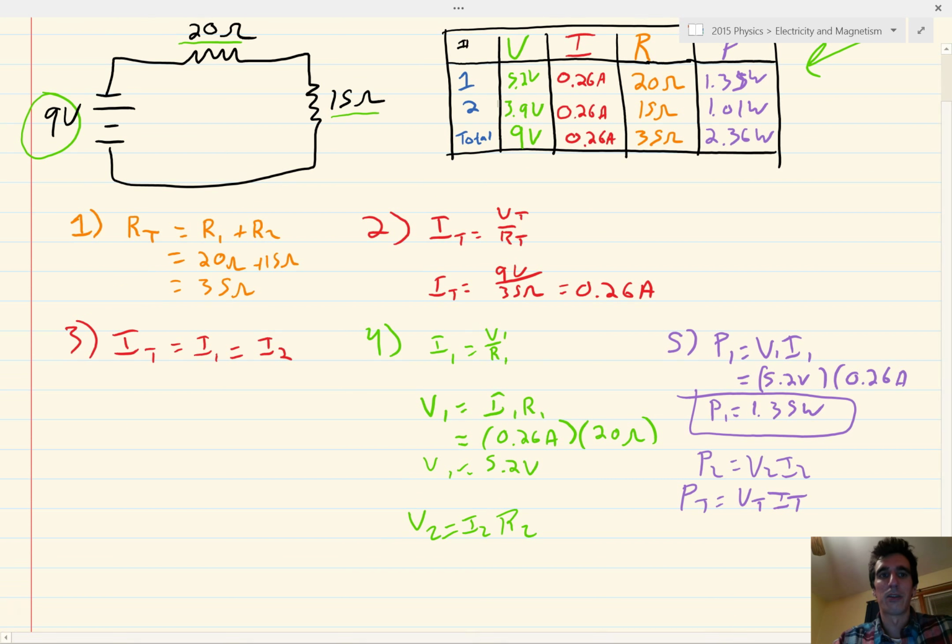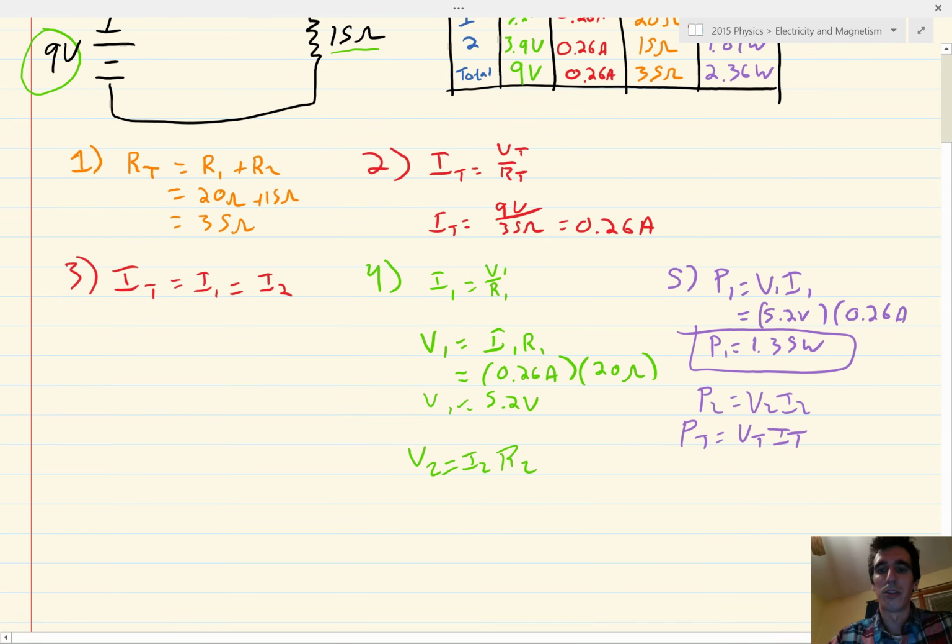And that's it for me today. That's how we analyze a series circuit with multiple resistors.